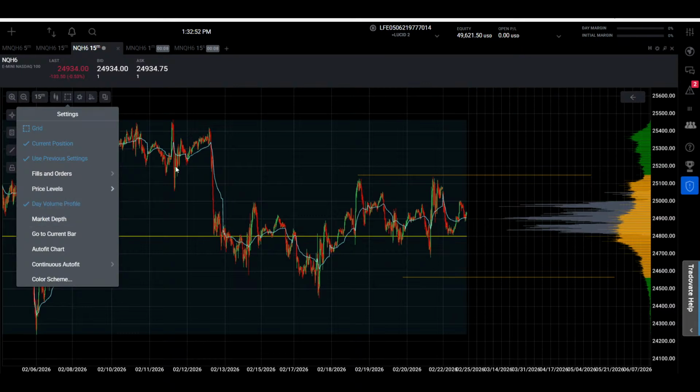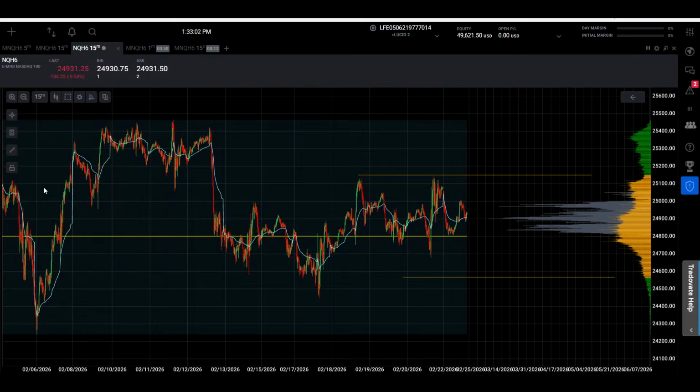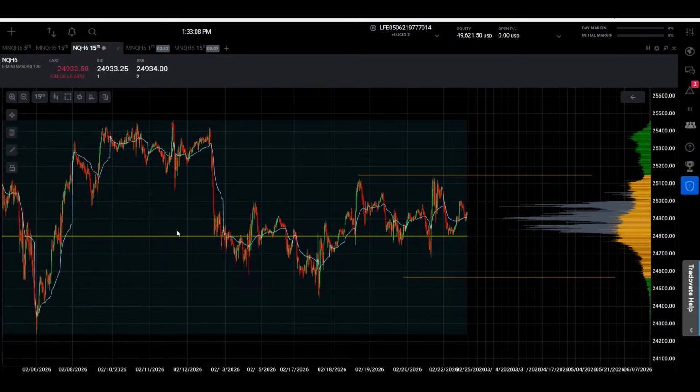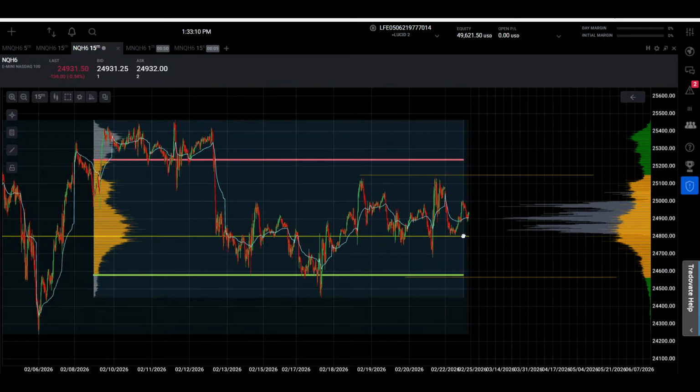They're kind of all over the place, these volume profiles, but once you get a grip of it, it will be fine. You got another volume profile here. This is a fixed one here. You can get it from here and you can put it like this.